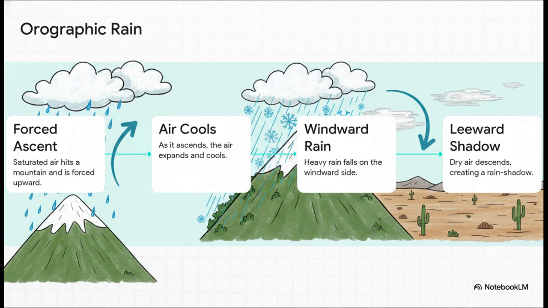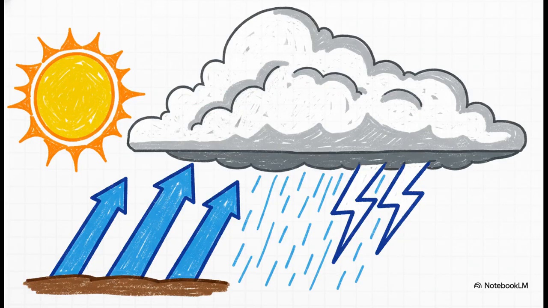Moist air hits the mountain, is forced up, cools, and dumps all its rain on the windward side. By the time it crosses the peak and descends the leeward side, the air is bone dry, creating what we call a rain shadow. Then we have convectional rain, which is an entirely different beast.